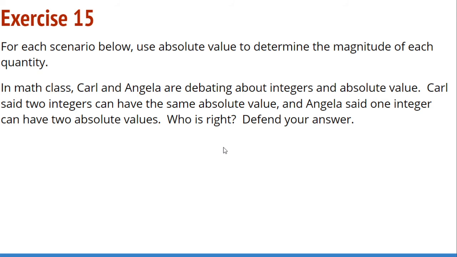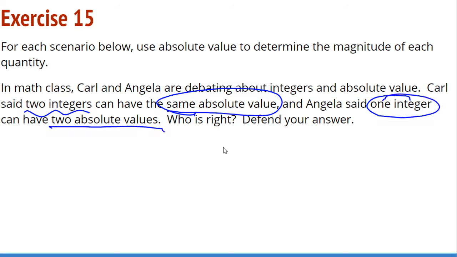In math class, Carl and Angela are debating about integers and absolute value. Carl said 2 integers can have the same absolute value, and Angela said 1 integer can have 2 absolute values. Who is right? Defend your answer. Stop and think about the claims these two students are making. Carl is saying that there are 2 integers that will share an absolute value, and Angela is saying there is 1 integer that will have 2 absolute values.